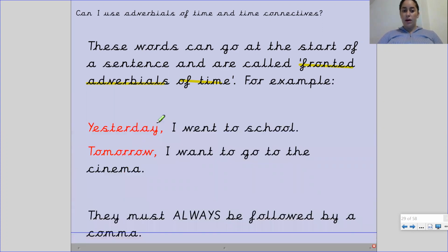And if you remember, when writing fronted adverbials, you must place it at the start of a sentence. And what do you need straight after your fronted adverbial? You always need to remember your comma. So fronted adverbial of time and then comma. Yesterday, comma, I went to school. Tomorrow, comma, I want to go to the cinema. So they must always be followed by a comma.